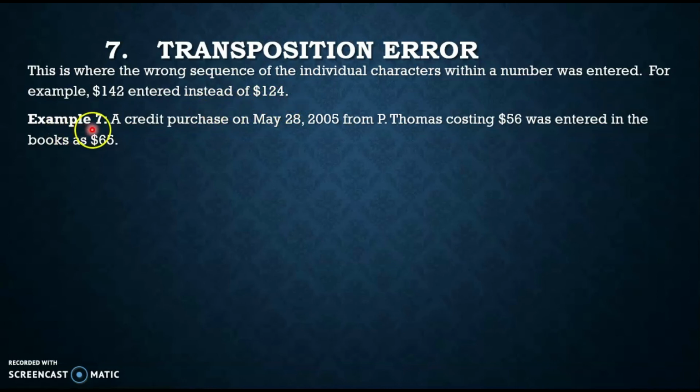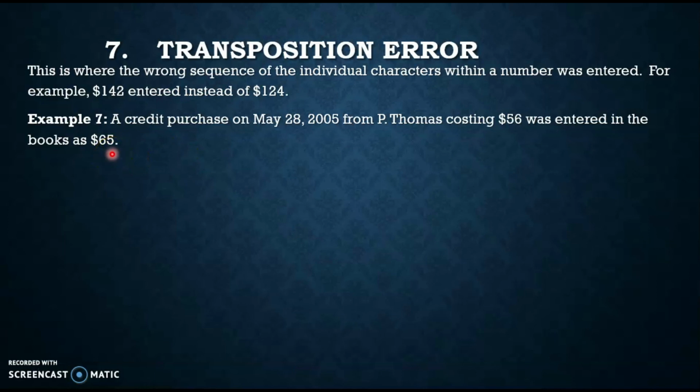So here is our example. A credit purchase on May 28, 2005 from P. Thomas costing $56 was entered in the books as $65. So we're over because we entered 65 and it should have been 56. Now, on a regular basis, our purchases will be debited and P. Thomas would be credited because he's a creditor. We did a credit purchase from him. So purchases would be debited with the $65 and P. Thomas would have been credited with the $65.